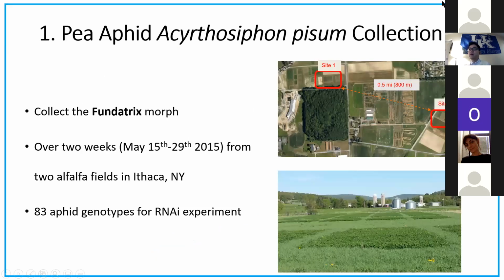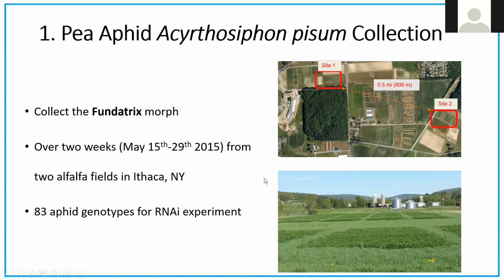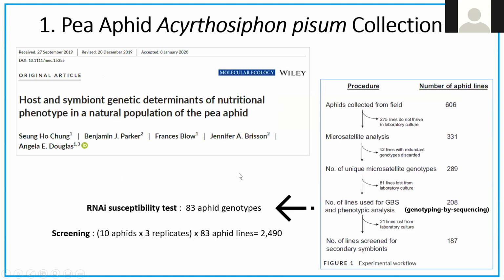Here we collected pea aphid from the field in Ithaca during a 2 week period in 2015. Out of 606 aphid individuals, we selected 83 aphid genotypes for the RNAi experiment. Here is the process of collecting and selecting the aphid genotypes. Before I joined this group, Dr. Chung did tremendous work sorting out the unique aphids by microsatellite analysis, followed by genotyping by sequencing. His paper used GBS to screen for secondary symbionts.